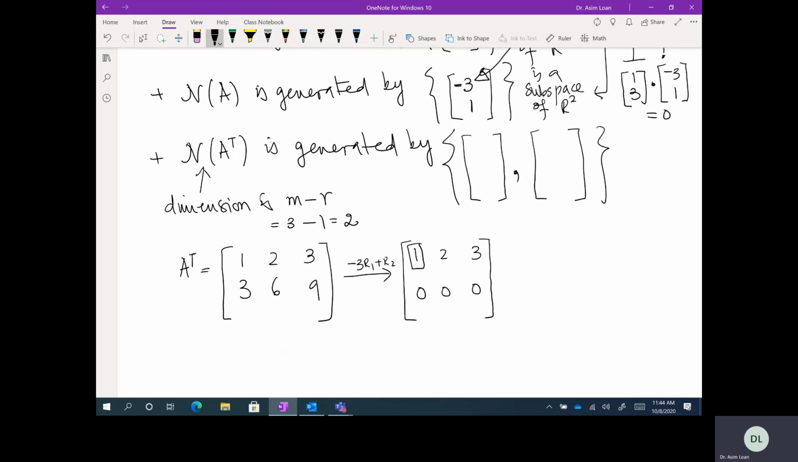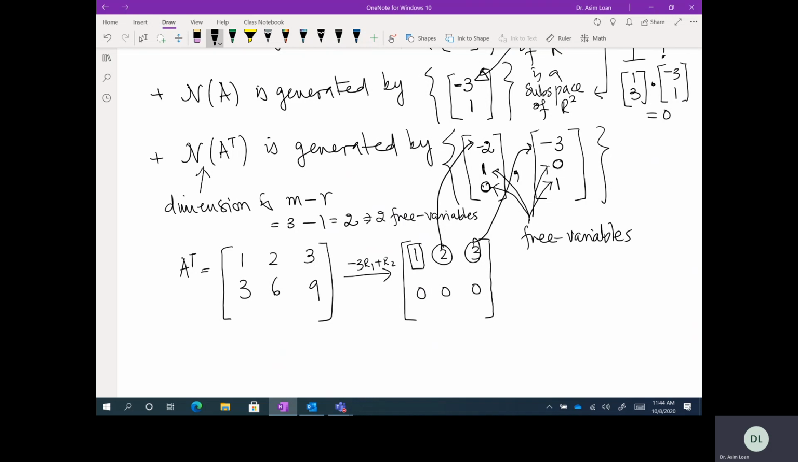Okay. Now there are 2 free variables. So this implies two free variables here. Since these are two free variables, this minus this 2 is going to go here, minus 2. This 3 is going to go here, minus 3. Since there are two free variables, this is 1 alternately, 0 here, 0 here, 1 here. So these are my free variables, and this is of dimension 2.